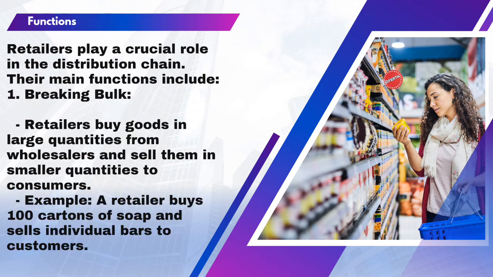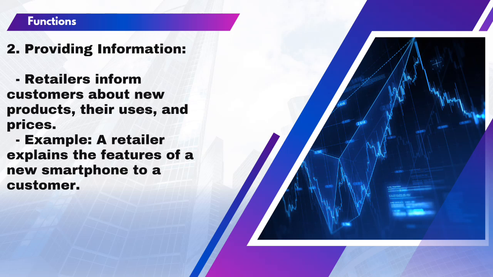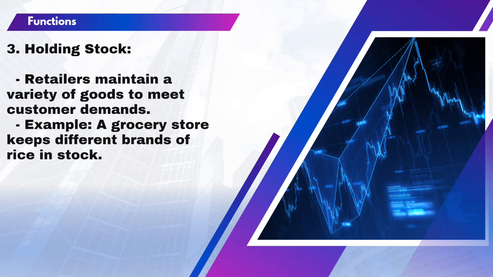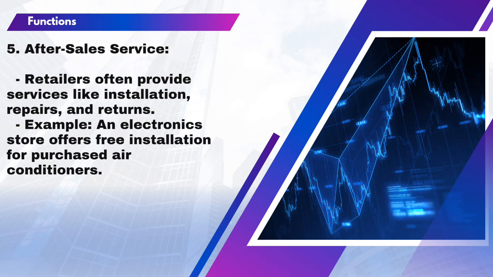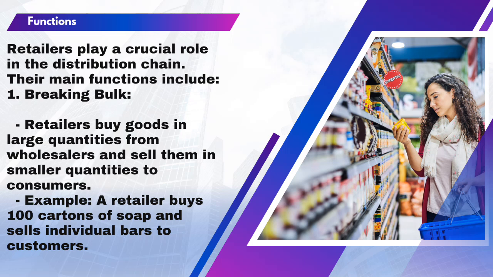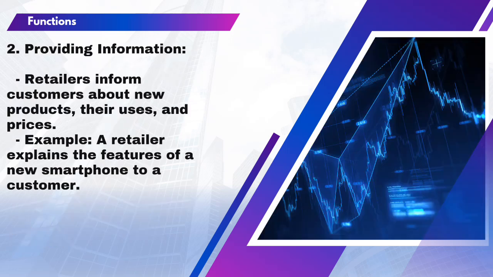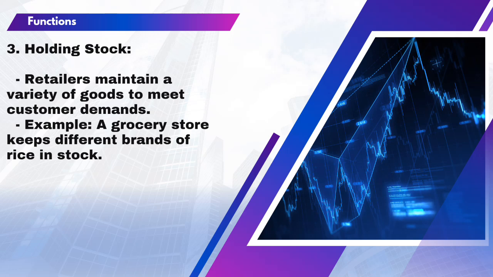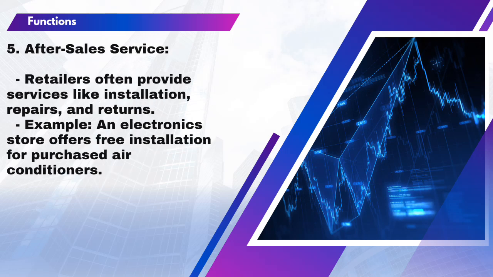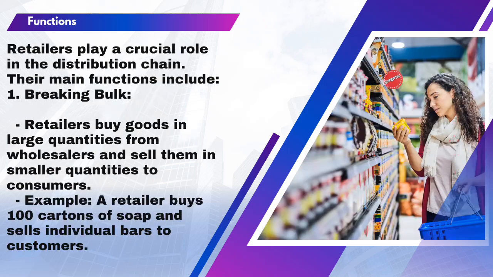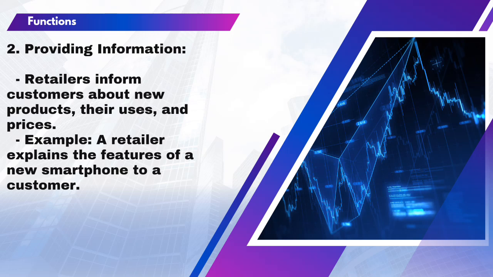Moving on to the next phase of retail trade, let us talk about the functions of a retailer. What are the functions of a retailer? A retailer plays a crucial role in the distribution chain. Their main functions include, first of all, do you know that they break bulk? Yes, breaking of bulk. A retailer buys goods in large quantities from a wholesaler and sells them in smaller quantities to a consumer. An example, when a retailer buys 100 cartons of soap and sells individual bars or individual units to a consumer.